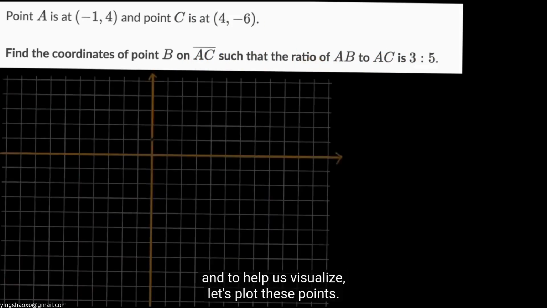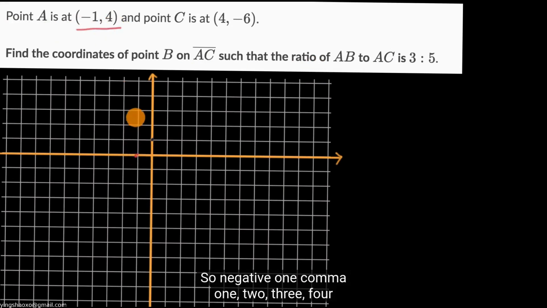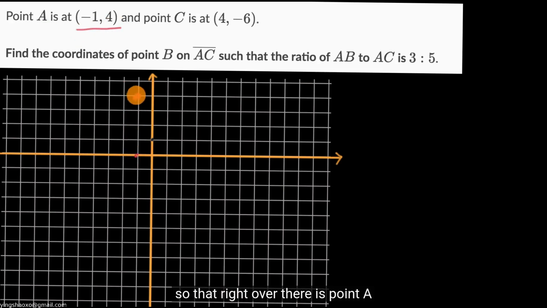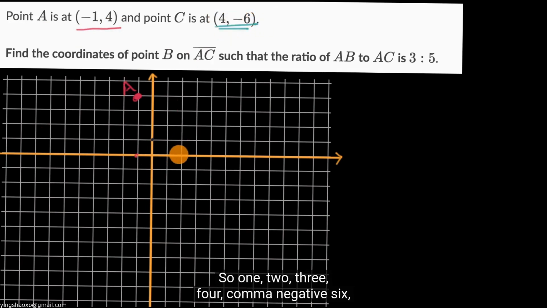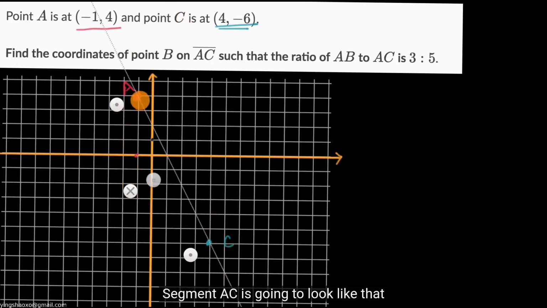And to help us visualize, let's plot these points. So first, let us plot point A, which is at -1, 4. So -1, 1, 2, 3, 4. So that right over there is point A. And then let's think about point C, which is at 4, -6. So 1, 2, 3, 4, -1, -2, -3, -4, -5, -6. Just like that. And so the segment AC, I get my ruler tool out here, segment AC is going to look like that.